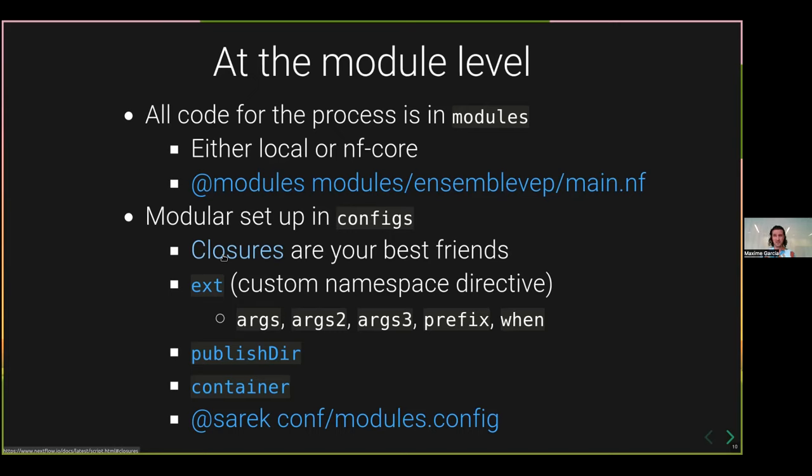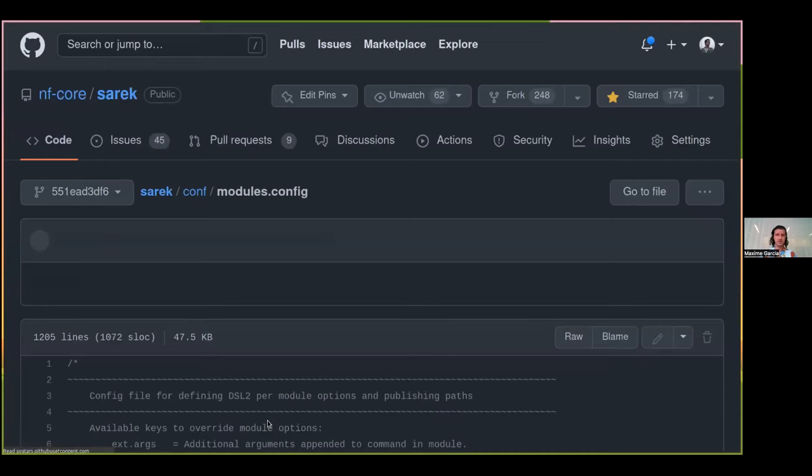We can even be crazy and use that for when. And then we can also use closures with other directives at the process level, such as publishDir, which is fairly common to use, I guess. And if you're feeling very, very crazy, you can even go and change the container. This is, for example, what we are doing at the moment in Sarek, still for this module.